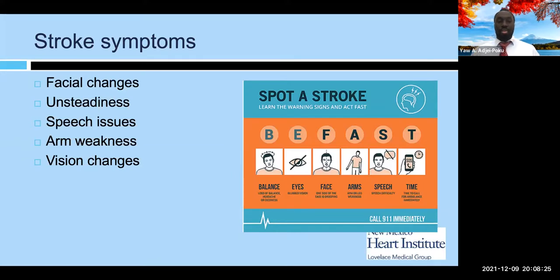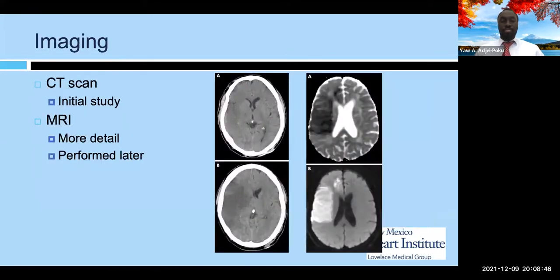The longer you wait, or the longer time passes between the initial blockage until when that blockage is addressed, that can lead to lasting or long-term side effects. So time is of the essence. If you have these symptoms, you need to seek medical care almost immediately. Some of the imaging that you may have done at the hospital: a CAT scan is typically the initial study to look for any bleeding or anything. An MRI gives more detail and can be performed later.